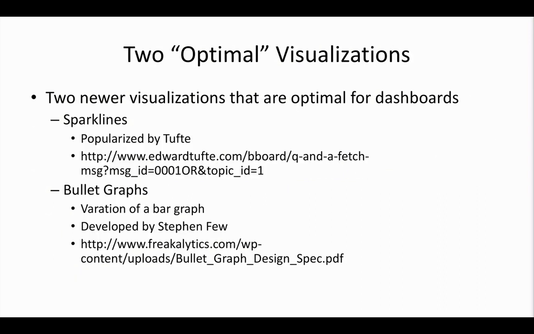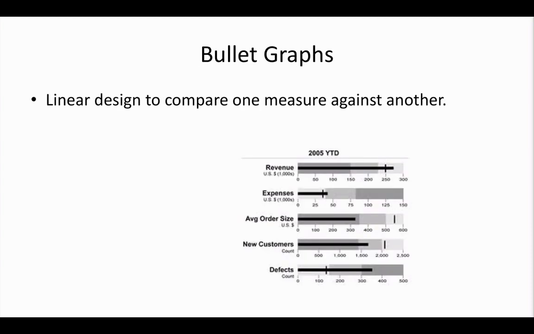Finally, I'm going to talk about two optimal visualizations for dashboards. Spark lines were actually created by Edward Tufte, and Stephen Few, the author of your textbook, developed the spec for bullet graphs. And it's kind of cool. I've got the links to the actual design specs for these visualizations, and it's kind of cool to go read them and understand where they're coming from as far as why things behave the way they do. But bullet graphs are a design which is meant to compare one measure against another.